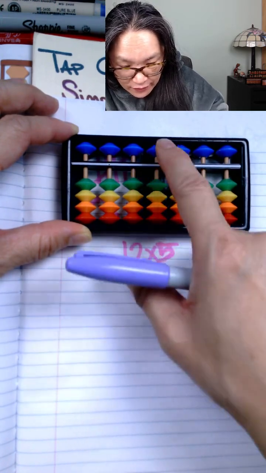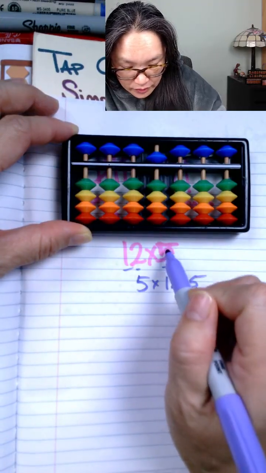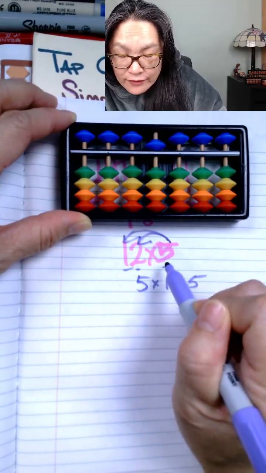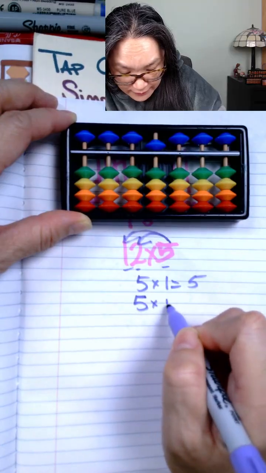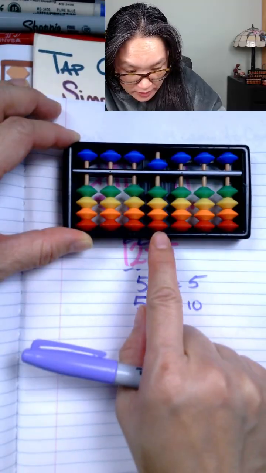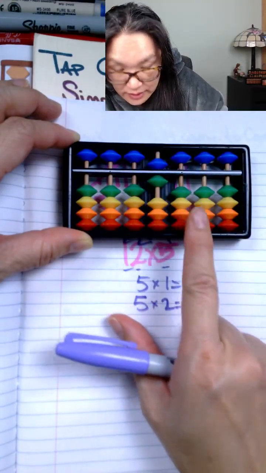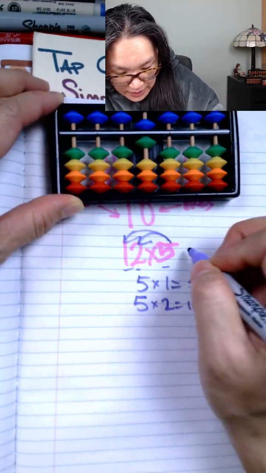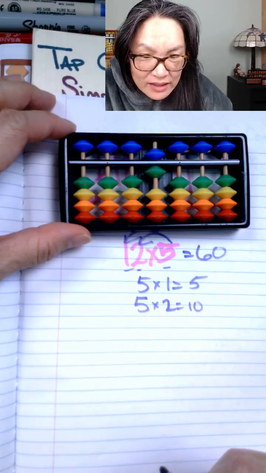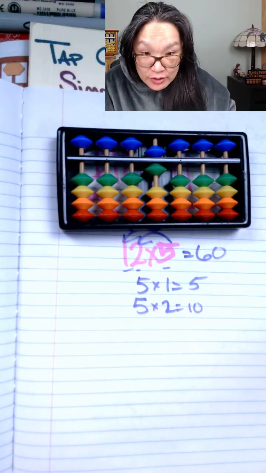So we're going to add the 5. Not a problem, right? Now, what are we going to do? We did the 1 times 5. Now we've got to do the 5 times 2. 5 times 2 is 10. So all I've got to do is add the 1 and the 0. So my answer is 60. 6, 0. That's it. That's how we do multiplication on the abacus. Easy? Easy. Simple to use, easy to understand.